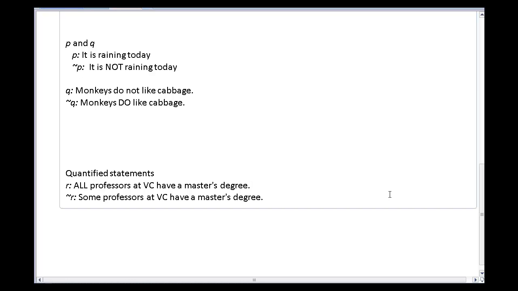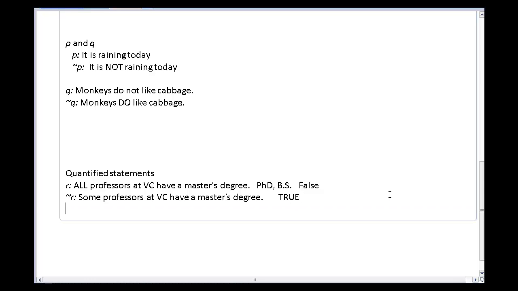So if I look at professors at Victoria College, not all of them have a master's degree, because some of them went and got their PhD right away and never got the master's, and then some of them are allowed to just have a bachelor's degree depending on what area they're in. So this means this statement here on an absolute level, all professors at VC have a master's degree, is false. That means my negation of this statement has to be true.